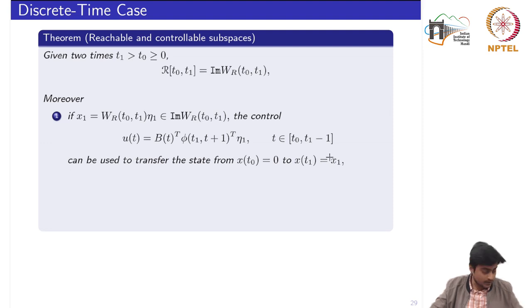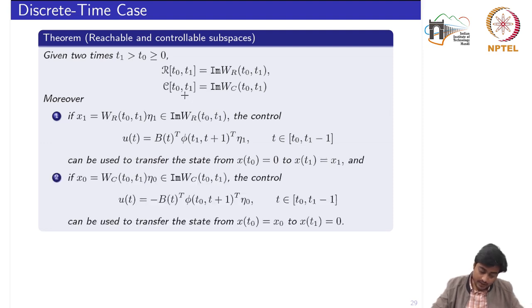This control, which is given here, can be used to transfer the state from the origin to some point x1. In a similar way, we gave the result that the controllable subspace is equal to the image of the controllability Gramian. Moreover, if x0 belongs to this space, this specific control for some eta 0 can be used to transfer the state from x0 to the origin.